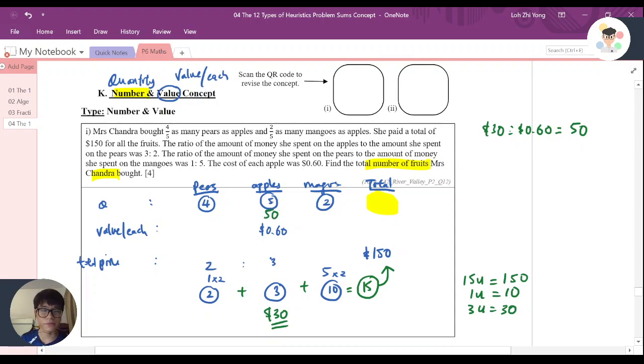Now, after knowing that 5 units is 50, then very easily we can find here 4 plus 5, which is 9, plus 2, which is 11 units. It will be 11 units, 110 total number of fruits. That's all for the answer, 110. Or if you want to write here, it will be 40 plus 50 plus 20, and there are 110 fruits. And that's all for this question.